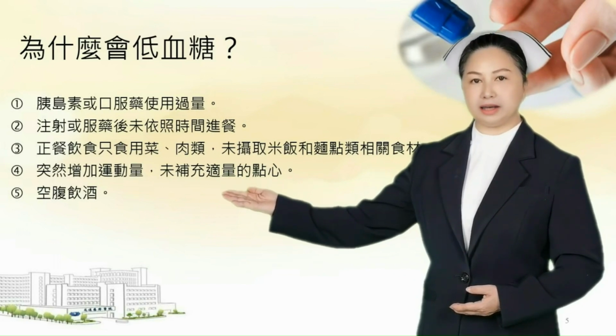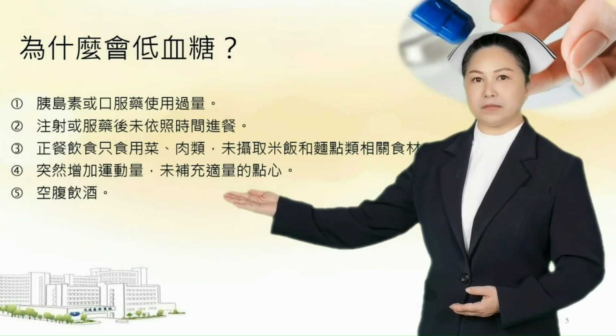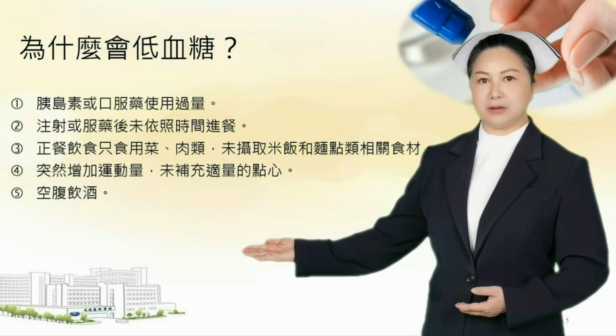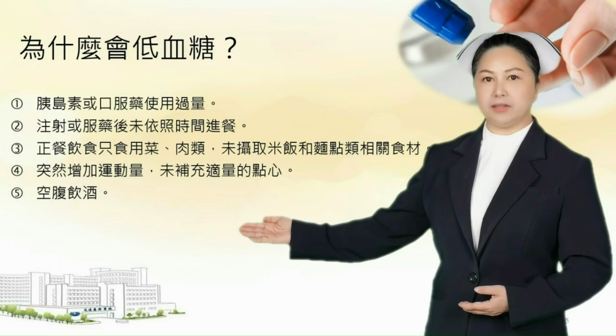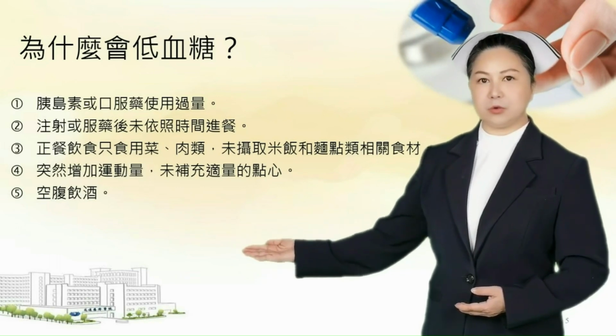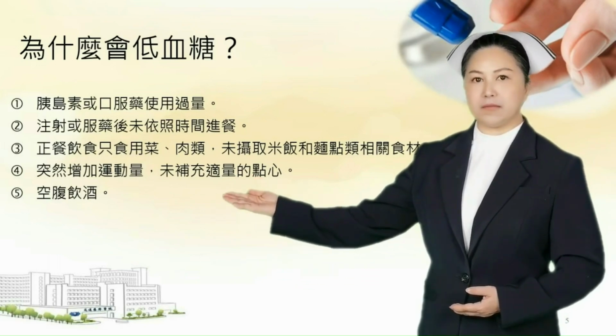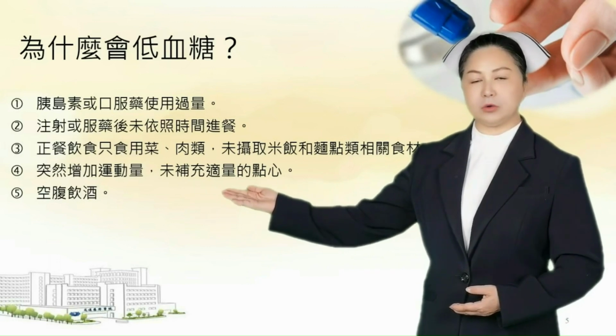Second, after injection or medication, not eating on time. Third, eating only vegetables and meat without rice and pastry-related ingredients. Fourth, suddenly increasing the amount of exercise without supplementing an appropriate amount of dim sum. Fifth, drinking alcohol on an empty stomach.